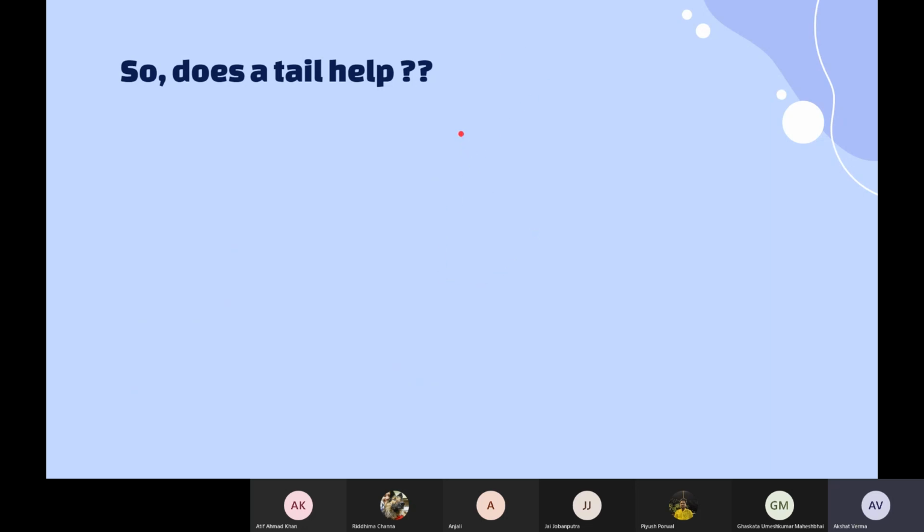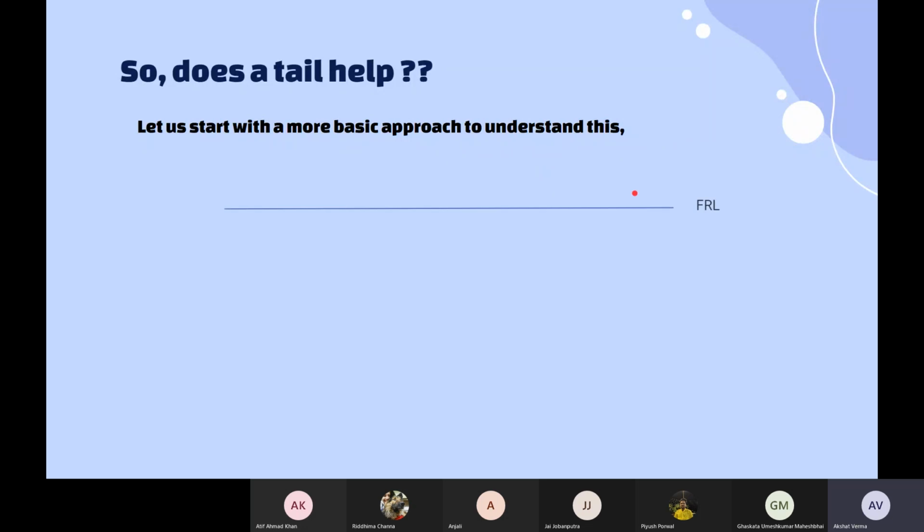We have seen many aircraft and we have seen that they use a tail, so there must be some reason for it, right? So what is the exact reason? Does having a tail help the aircraft resolve this situation? Let's start with a more basic approach to understand this, and let's have a look at the schematic of our aircraft. Let's suppose that this is the fuselage reference line of your aircraft and these are the wing and tail. That is the side view of wing and tail.